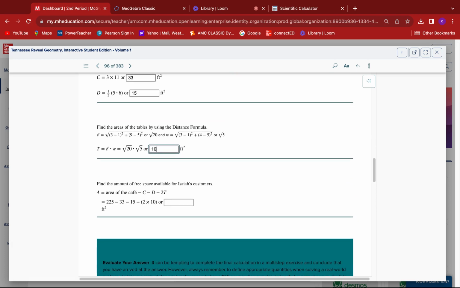Let's see what's going on here. Area, the cafe. So 225 minus 33 minus 15 minus 2 times 5, 2 times 10 is 20. And it looks like we're going to get 157.